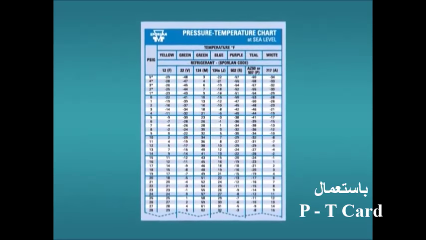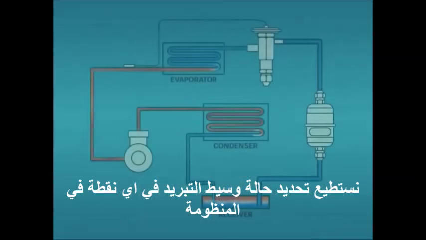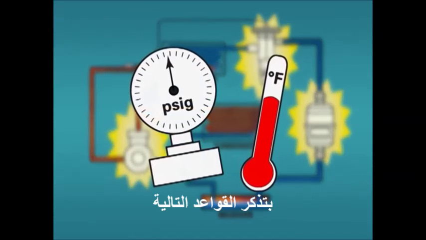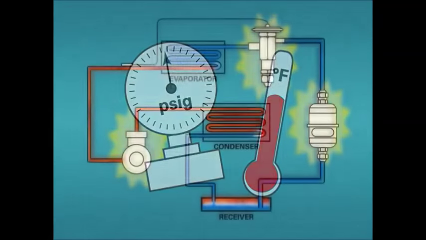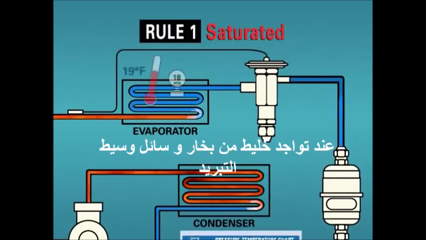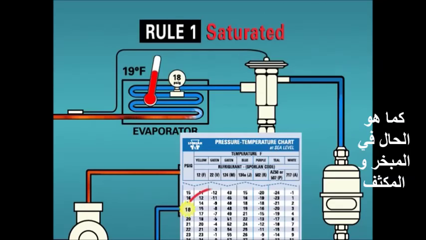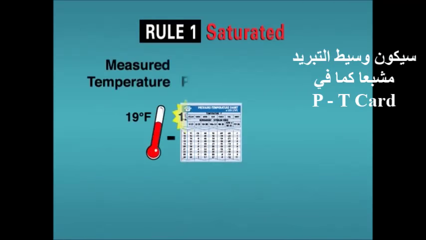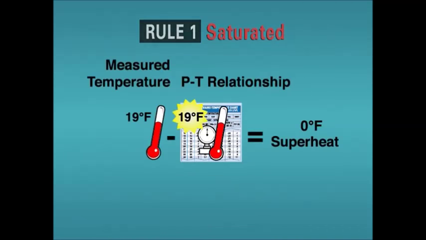With the PT card, we should be able to determine the condition of the refrigerant at any point in the system by remembering the following rules. Rule 1. If we have a liquid and vapor mixture present, as we do in the evaporator and condenser, we have saturated refrigerant, which will correspond to our PT card.